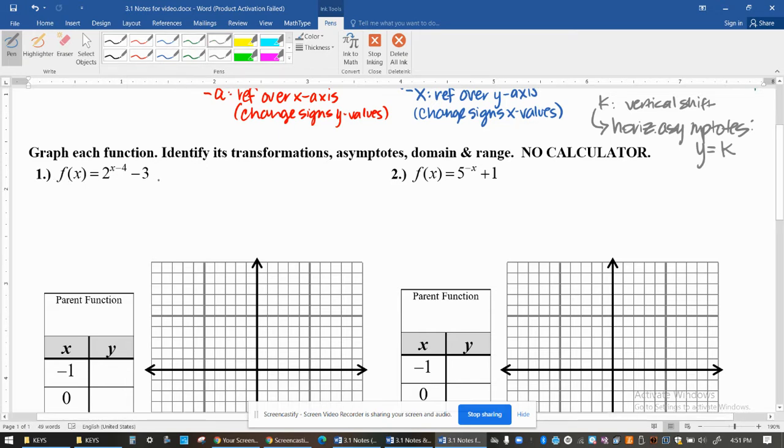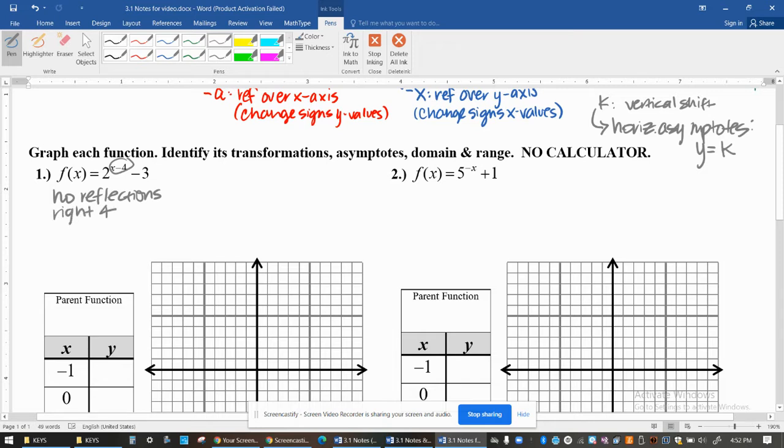In example 1, we've got f of x equals 2 to the power of x minus 4, minus 3. There's no negative multiplier out in front, and there's no negative multiplier with the x. So there are no reflections, which means we will not need to change the signs for x or y. This has been shifted right 4 though, because it's got x minus 4.